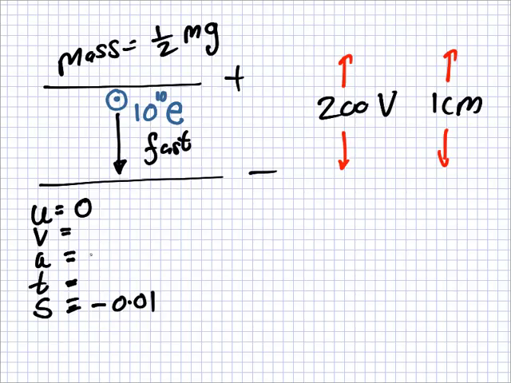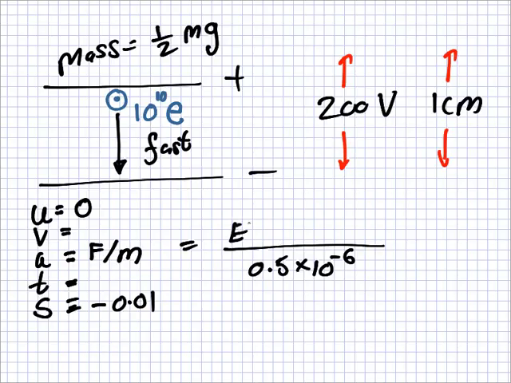Yeah, we could say the a is F over m. Right, well, do we know the m? We do. It's 0.5 times 10 to the minus 6. Do we know the F? We could know it using what formula? E equals V over... yeah, EQ. Yeah, that's it there, the E times the Q. Is that the F? No. There's another force. That's the weight, the mg.